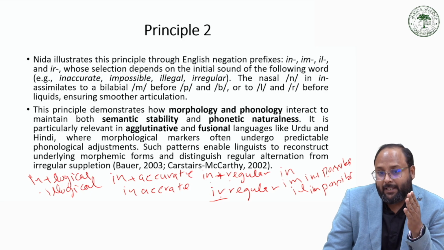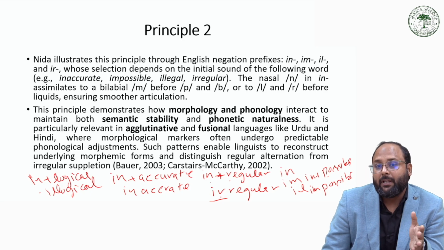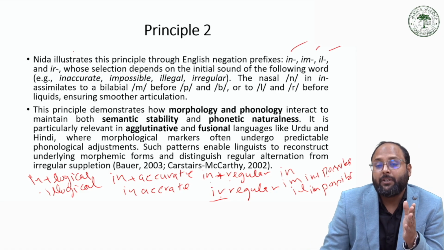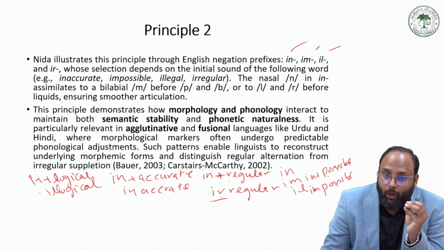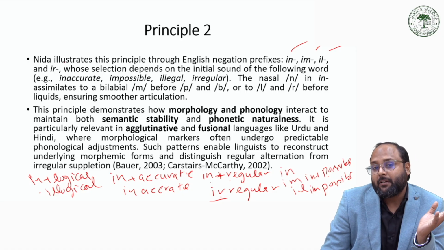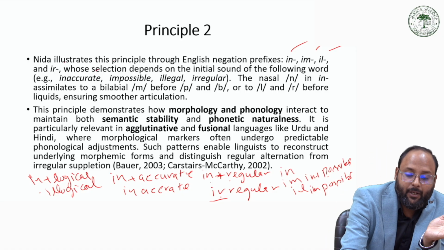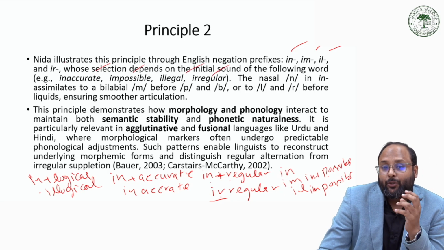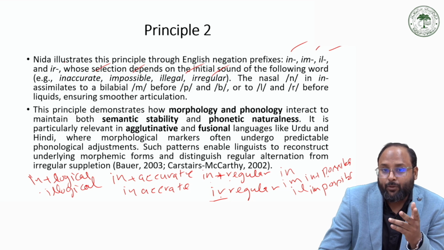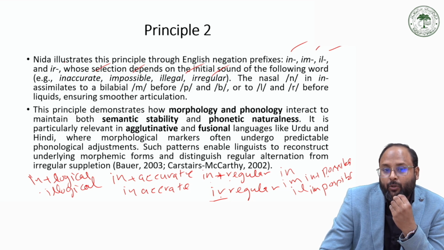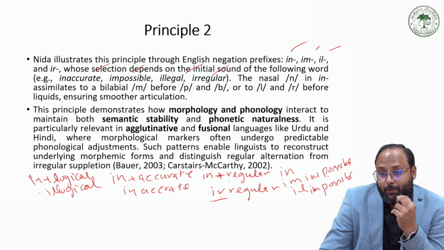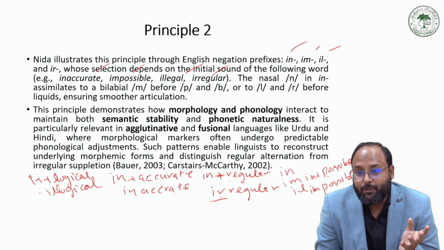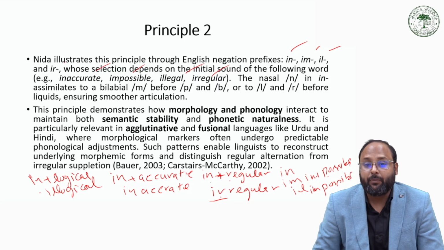So we can say that there are different forms for negation in English, like in, im, il, and ir, and all these forms are phonologically defined. But they all give the same meaning of negation, like in inaccurate, impossible, illegal, irregular. So they give the same meaning of negation. So it is actually used for principle 2. That means principle 2 says that the meaning is the same in all occurrences, but the form may change because of the phonological condition.